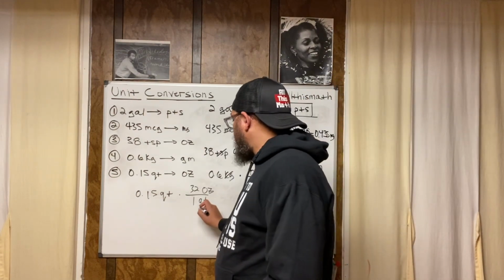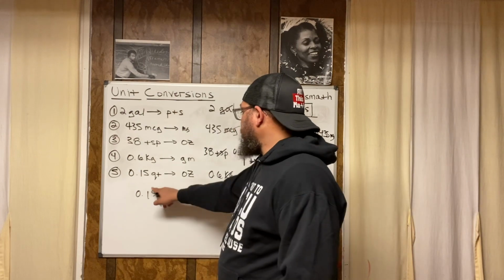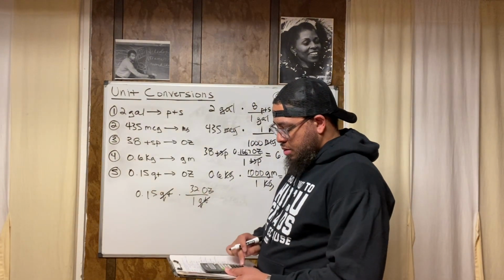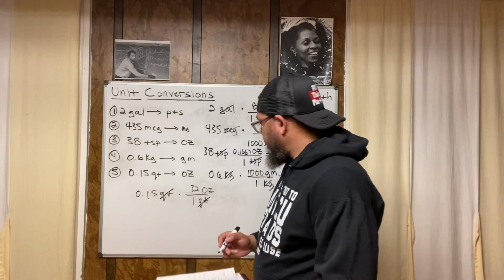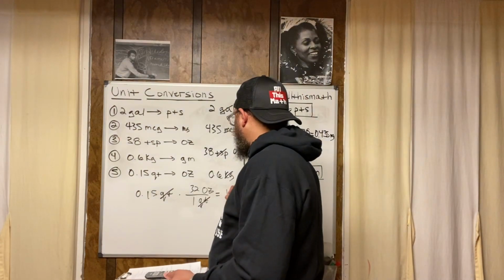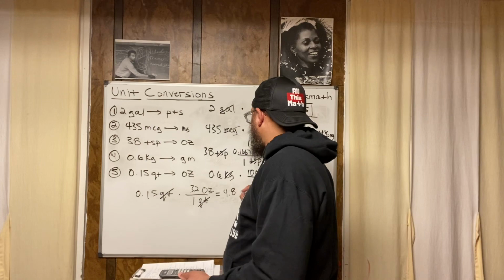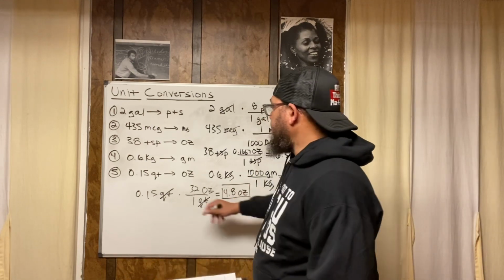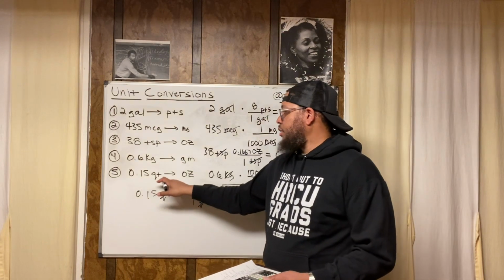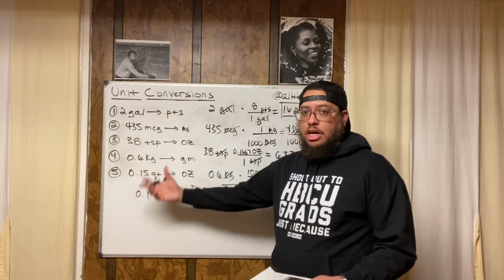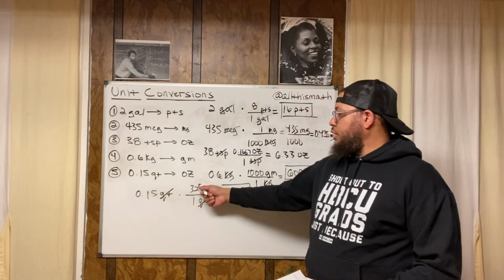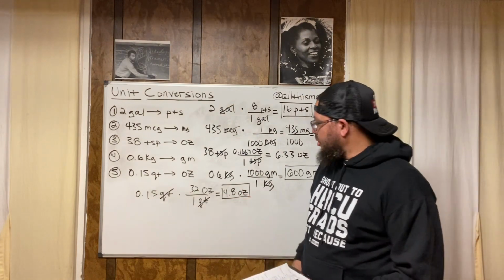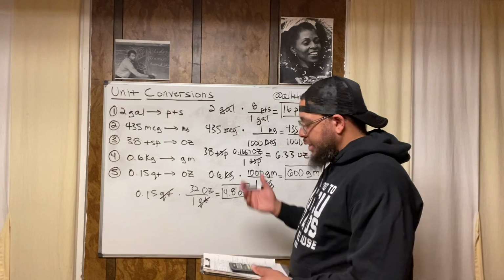Now, cross off the quarts and multiply straight across. 32 times 0.15. Use your calculator, it's 4.8. If you want to do the mental math, you could do that. So 4.8 ounces is the same thing as 0.15 quarts. 0.15 is a fraction of a quart. A whole quart is 32 ounces, so it makes sense that this will be 4.8, almost 5 ounces. You know what I'm saying? All right, so that's that.